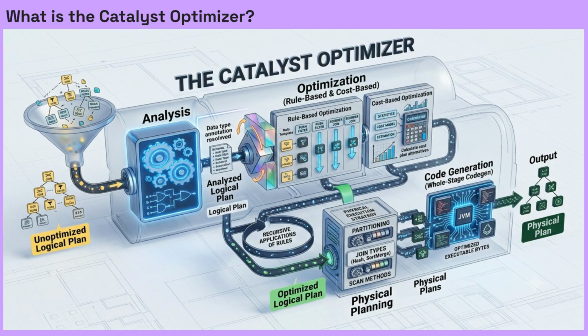This is why writing df.filter.select.groupBy in a less efficient order often performs identically to writing it in a more efficient order. Catalyst rewrites the plan either way, something you don't get with raw RDD code.